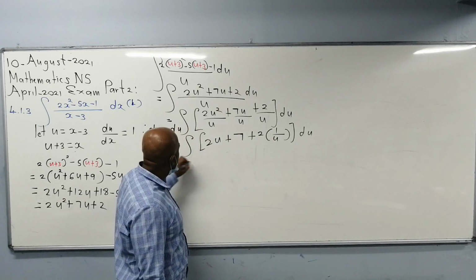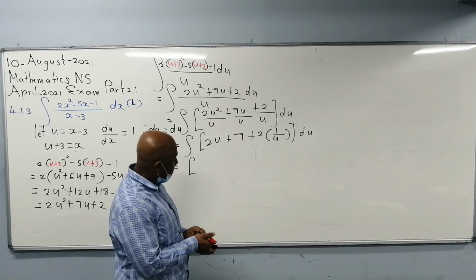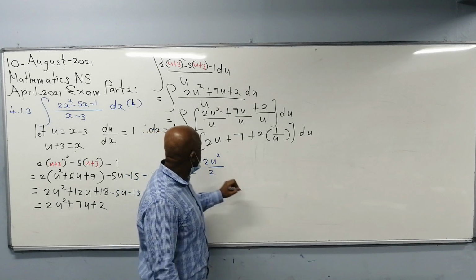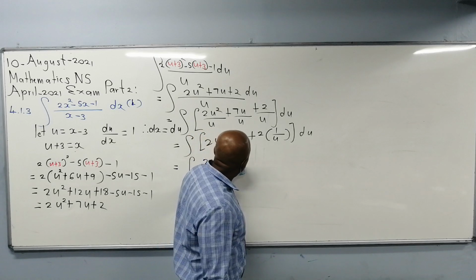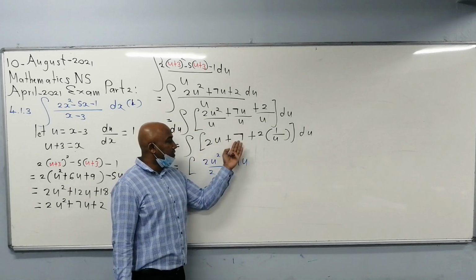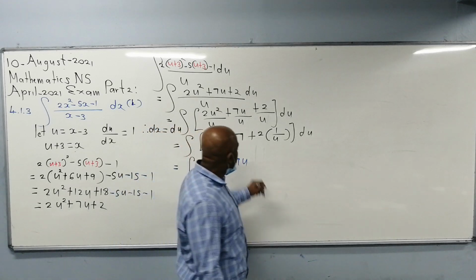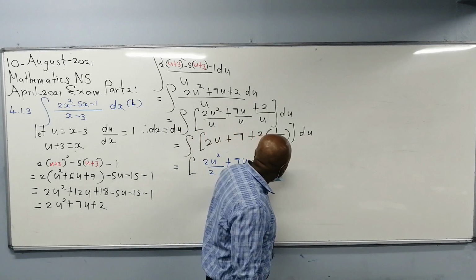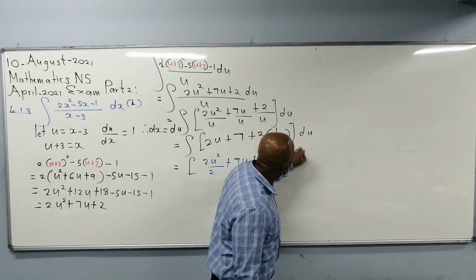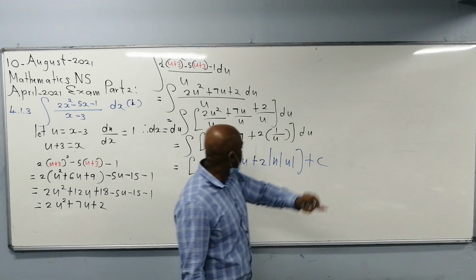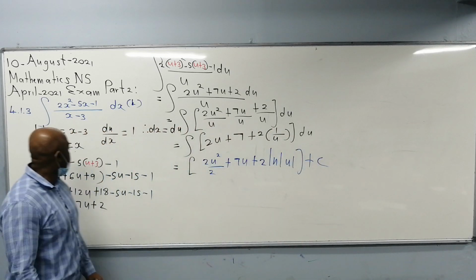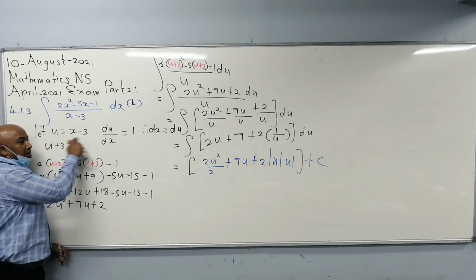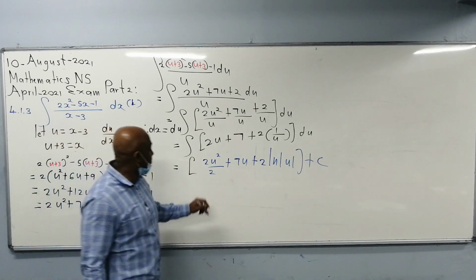Now, integrate this. That will be 2u to the power 2 over 2, plus 7u, integrating with respect to u, and integrating 1 over u gives ln absolute value of u. Let's see, you're done. Don't forget to substitute back. What was u? Everything must be replaced with x minus 3.